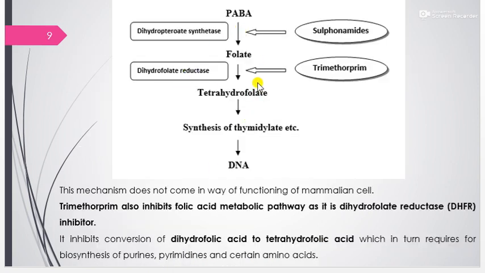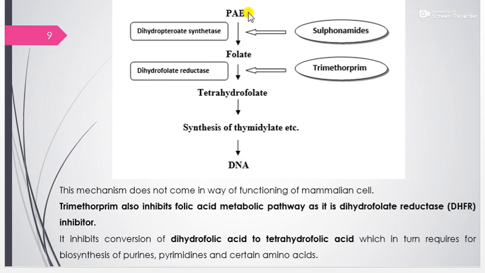From this flowchart, you will get the idea that para-aminobenzoic acid gets converted into dihydrofolate with the enzyme dihydropteroate synthase. Next, this dihydrofolate gets converted into tetrahydrofolate with the help of the enzyme dihydrofolate reductase. And finally, this tetrahydrofolate is required for the synthesis of thymidine and DNA. So, if the conversion of PABA to dihydrofolate or dihydrofolate to tetrahydrofolate is inhibited, then further bacterial infection will be avoided.